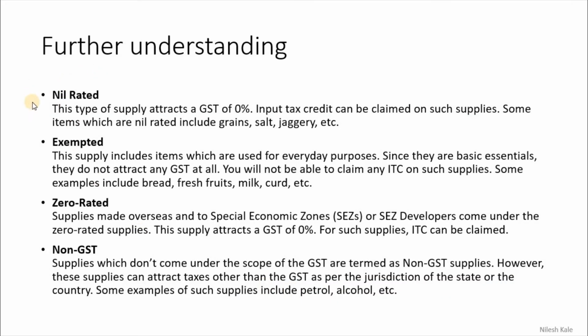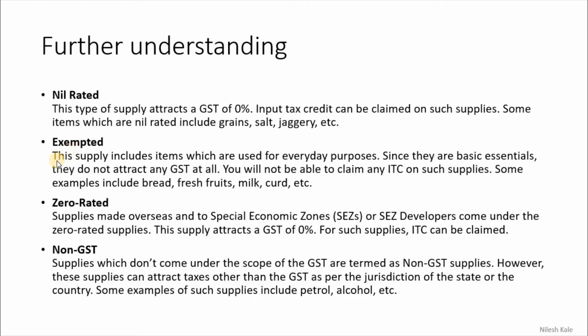Further understanding, nil rated means this is the type of supply that attracts a GST of 0%. Input tax credit can be claimed on such supplies. Some items which are nil rated include grains, salt, jaggery, etc. The same is repeated here, which we have learnt in the previous slide. But please understand, this is what you are copying down, and if it is asked in the examination to explain the differences between all these, then you write the same points.